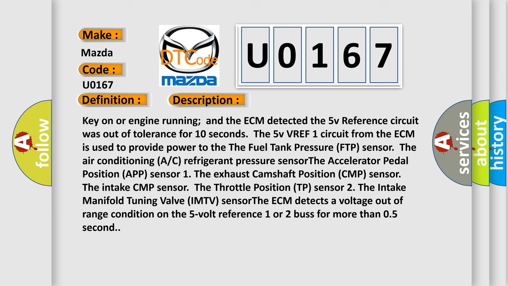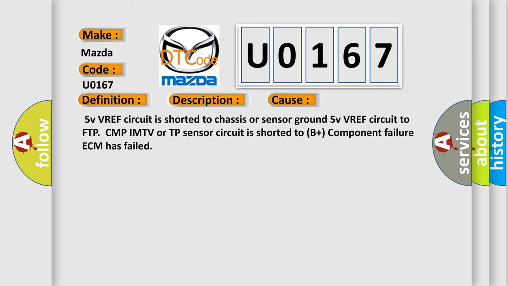The ECM detects a voltage out of range condition on the 5-volt reference 1 or 2 bus for more than 0.5 second. This diagnostic error occurs most often in these cases: 5V VREF circuit is shorted to chassis or sensor ground, 5V VREF circuit to FTP, CMP, IMTV or TP sensor circuit is shorted to B plus, component failure, ECM has failed.